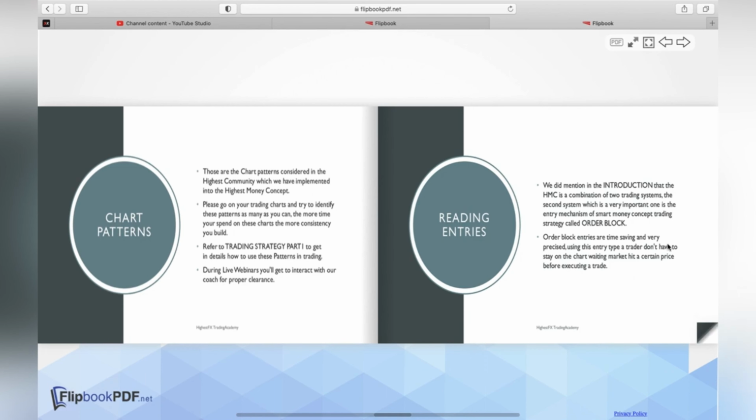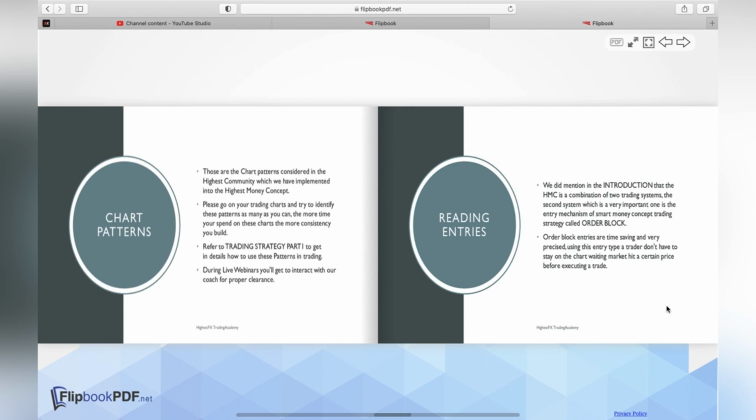We did mention in the introduction that the concept is a combination of two. The second system, which is a very important one and what we're going to focus on, is the order block. The order block is what we use for the entries. This is used for a more defined and refined entry, for proper stops and proper targets. Order block entries are time saving and very precise. Using this entry type, a trader does not have to stay on the chart waiting for the market to hit a certain price before executing a trade. That means you can easily set limits. That's what it's trying to say.